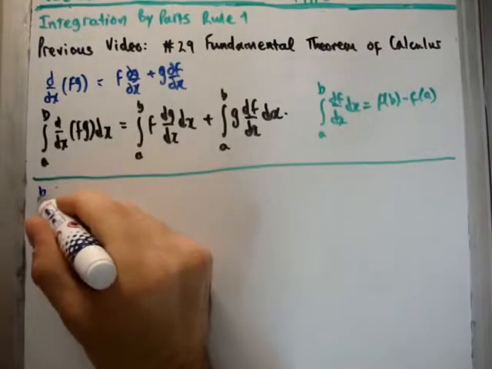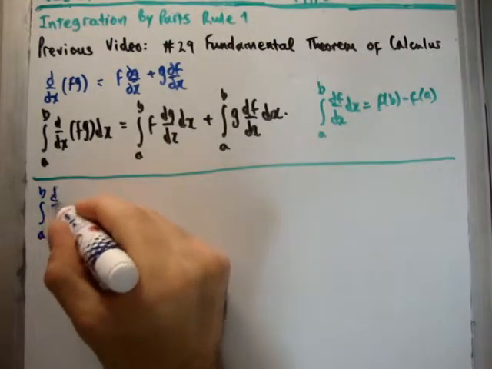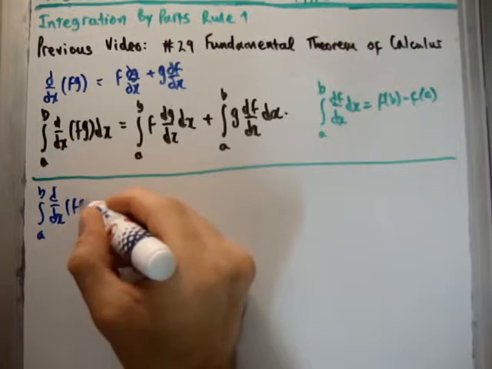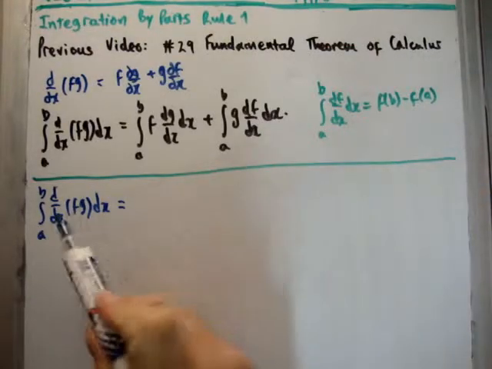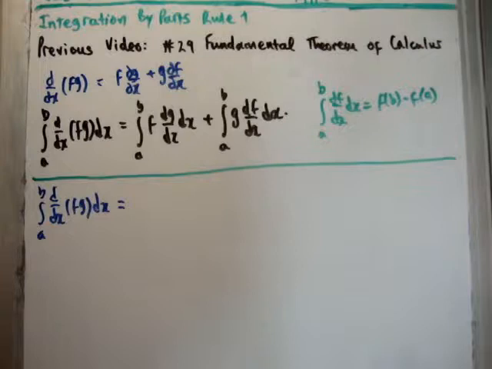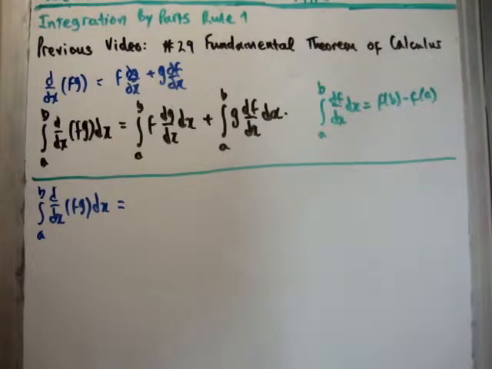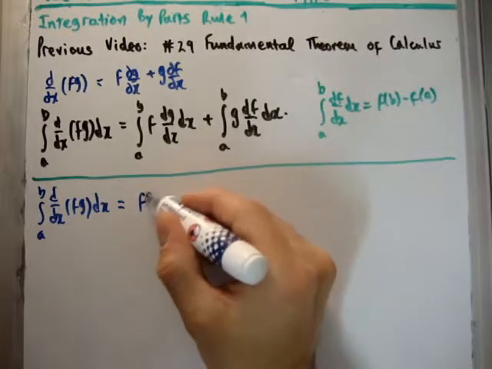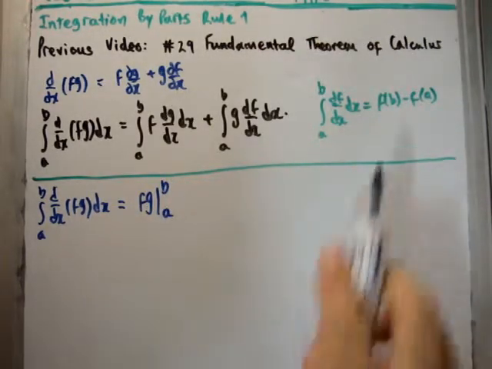So let's rewrite this. We have the integral from a to b of d dx of the product of the functions f and g, integrated dx. But by the fundamental theorem of calculus, we have the derivative of a function. The function in this case is f times g. So it's just going to be the function evaluated at b minus the function evaluated at a. So it's f times g evaluated between b and a. That's another way of writing that.